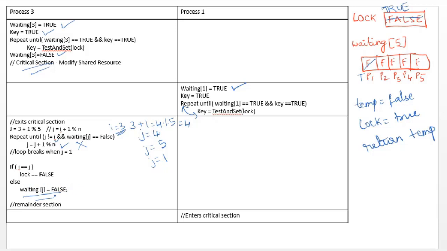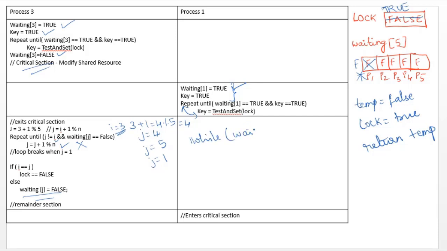What are we going to do in the else part? We are making waiting of j false. Now we are setting back this waiting of j to false again. What is the significance of setting waiting of j to false? That indicates that you no longer have to wait, because now waiting of 1 is true, key is also true. When both these conditions are satisfied, that means it can come out of the while loop.